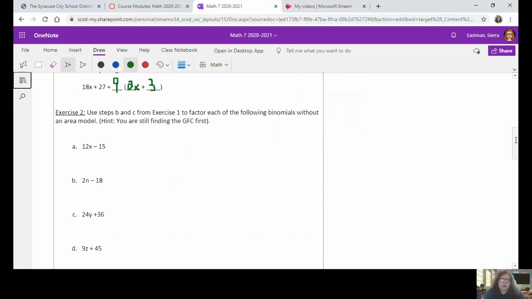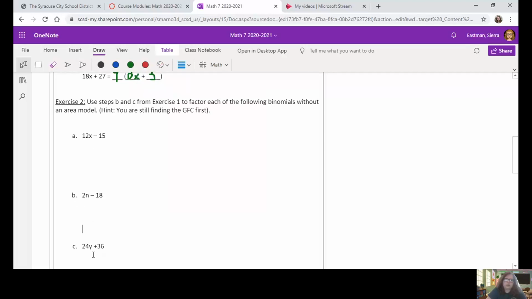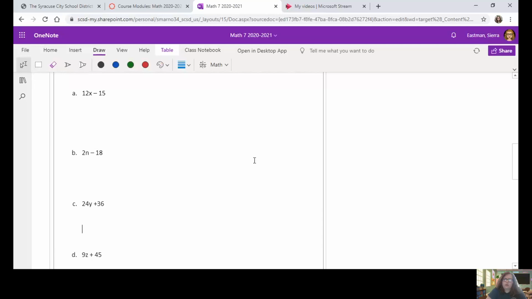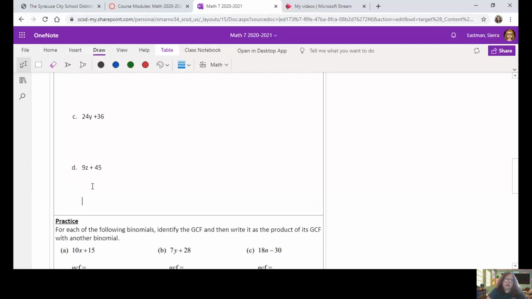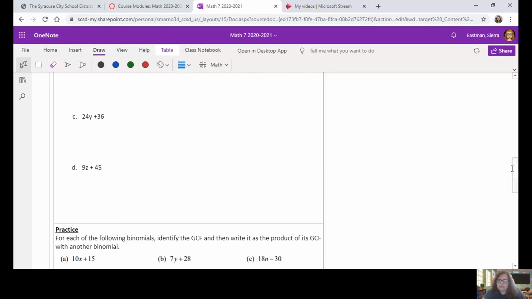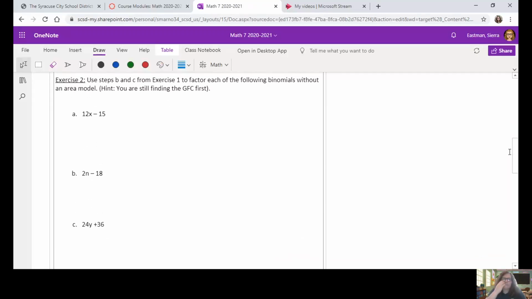So let's go ahead and move down here. We have lots of examples. I'm actually going to go ahead and just give myself a little bit more space between these. We're going to do all 4 of these together, and then I'll move you guys on to the practice independently. So our hint here says we're still finding our GCF first. So let's go ahead and do that.